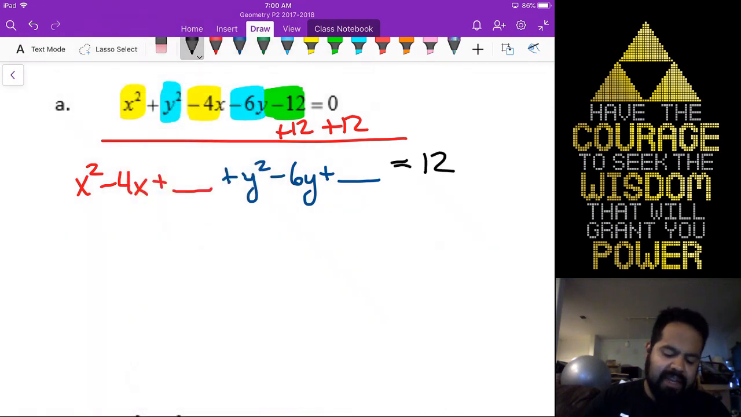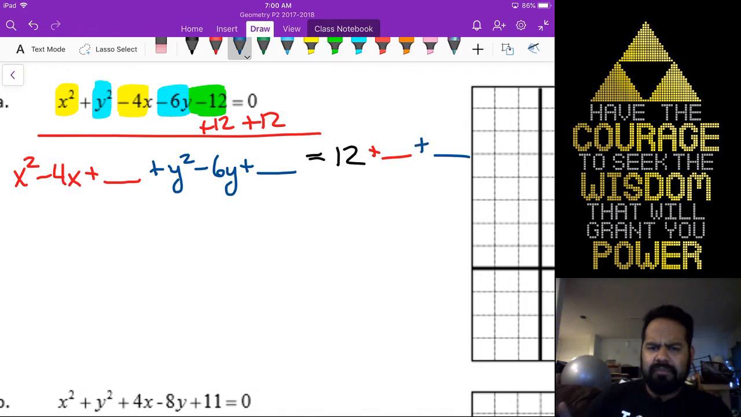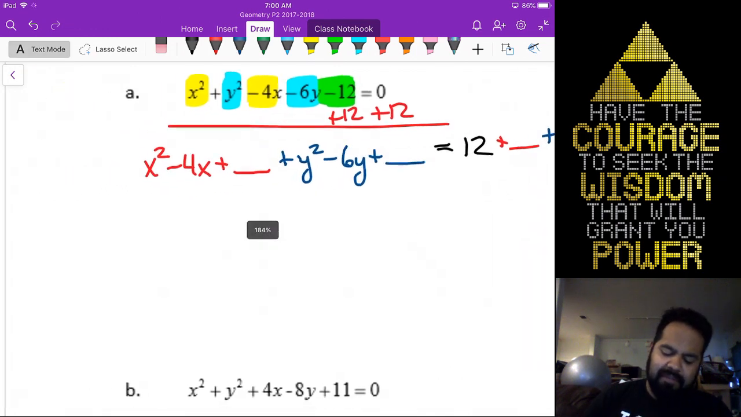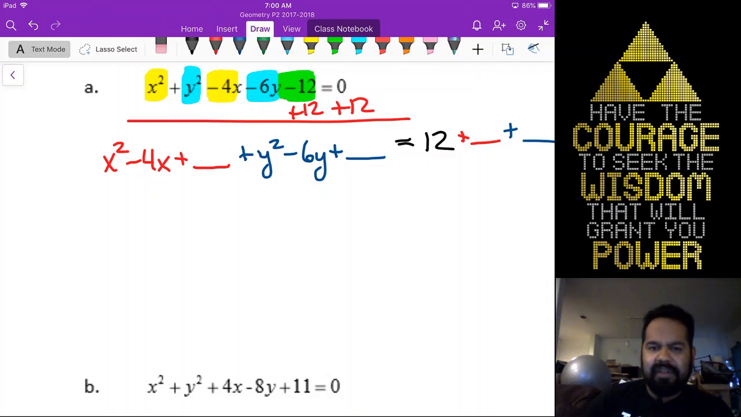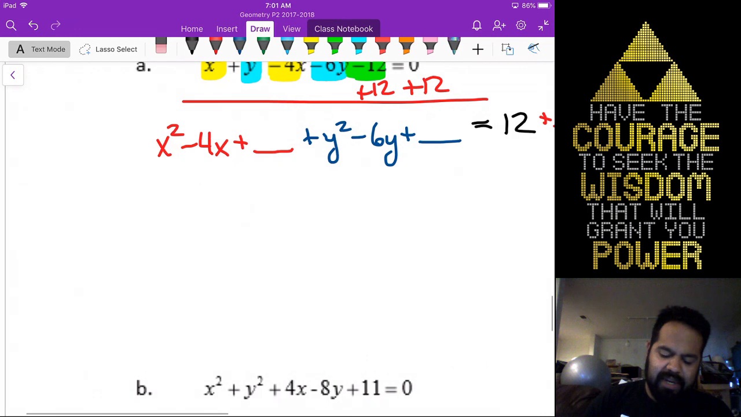12. Now what's going to happen here is on this side of 12, there will be two blanks as well. There will be a blank for the red equation and a blank for the blue equation. So if you remember, or if you don't, that's fine, we're going to complete the square here.